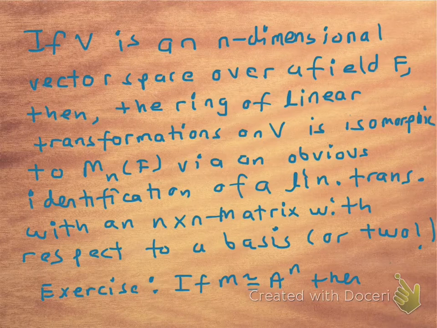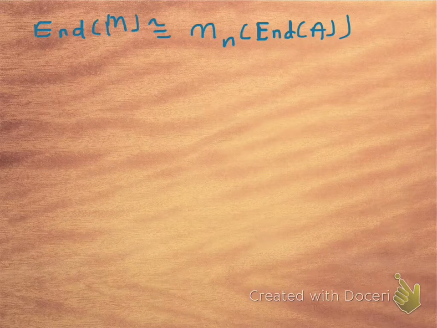If a module M is isomorphic to the direct sum of n copies of another module A, then the ring of endomorphisms of M, which of course is a ring under pointwise addition of functions as its addition, and function composition as its multiplication, is isomorphic to the ring of n by n matrices over the endomorphism ring of A. As I said, we are no strangers to this result because we already know its assertion in the case of a ring and in the case of a field.